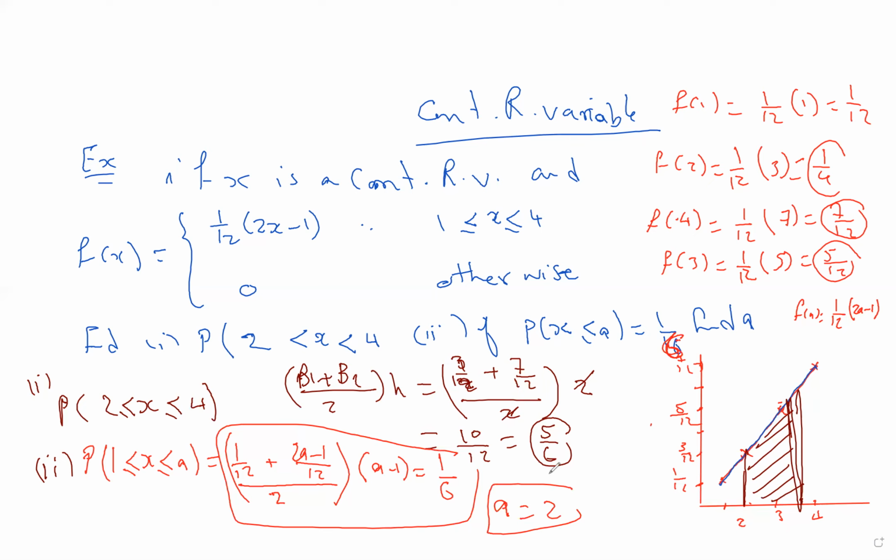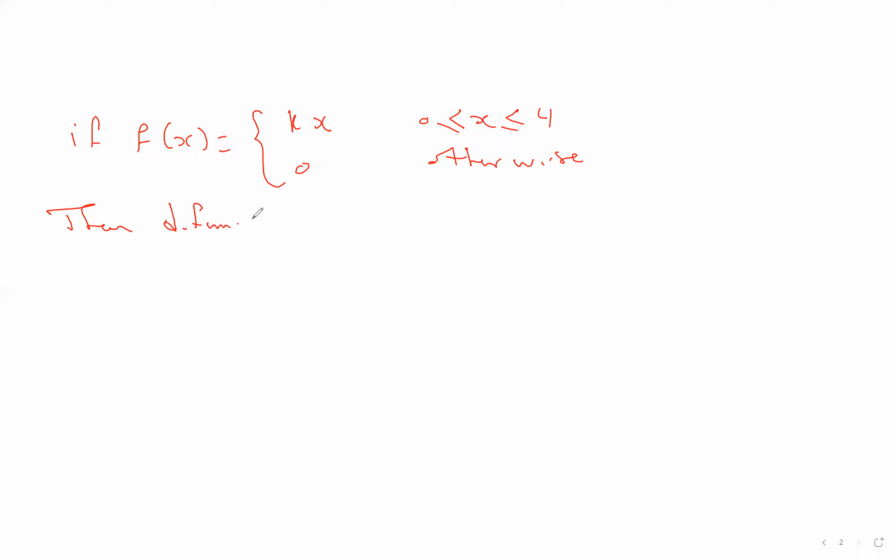We have another example. If f of x equals kx, where x is greater than or equal to 0 and less than or equal to 4, and 0 otherwise, then the density function of continuous random variable x, k equals 1 over 6, or 1 over 8, or 1 over 12. This is number 1.